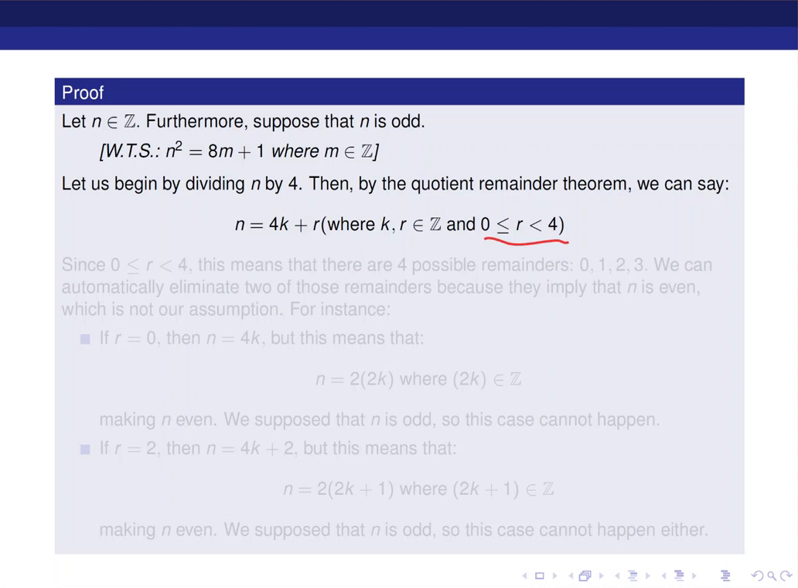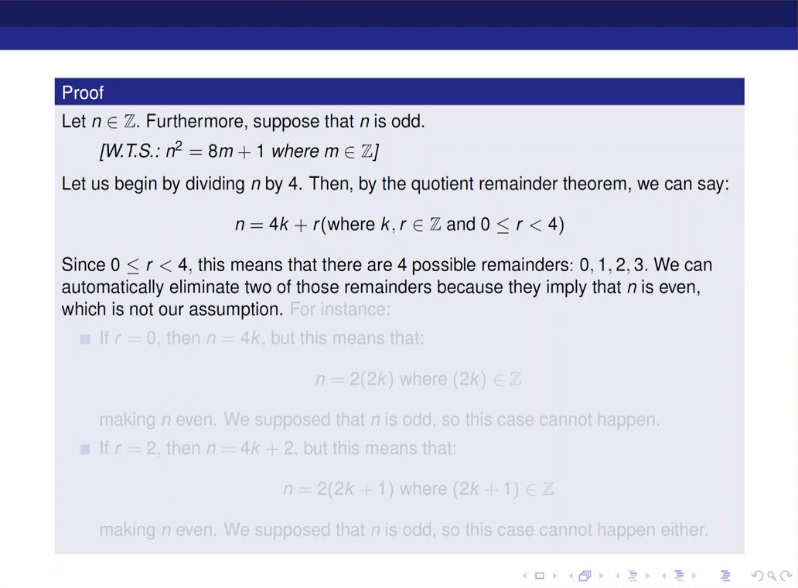Now, not all the remainders can be possible. Some of them lead to some crazy nonsense, and some of them could be legit. So I'm going to try to isolate which remainders lead to nonsense, and I'm going to ignore those cases. And I'm going to look at the rest of the cases and see if they give me the correct form that I'm looking for, which is 8m plus 1. Now, the remainders are 0, 1, 2, and 3, and automatically we can eliminate a couple of them. Since n is odd, we can automatically eliminate two choices, 0 and 2.